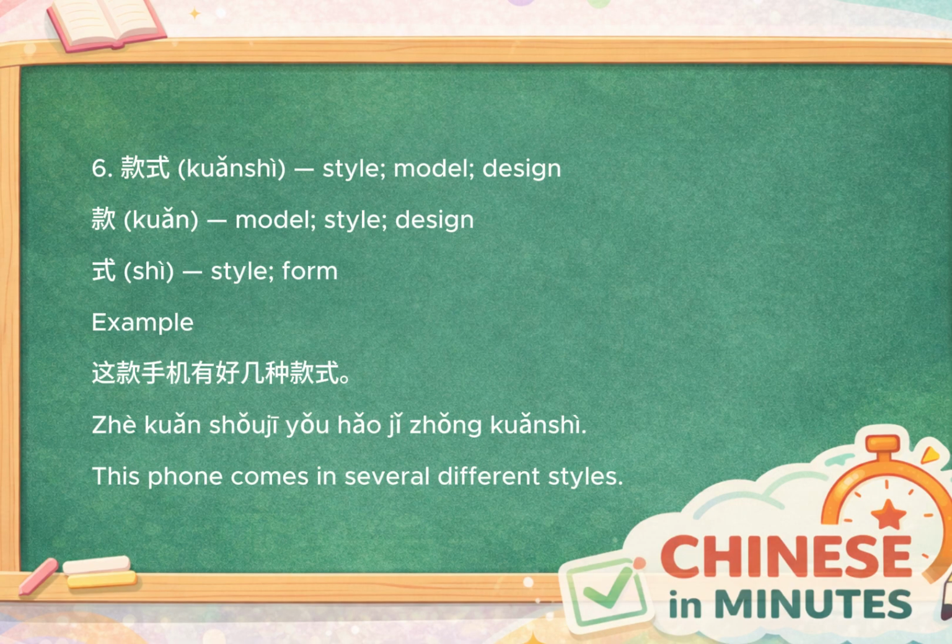The sixth word is 款式. Another very common word meaning style, model, or design, especially for products. Although it is similar to 样式, 款式 is used much more often when talking about clothing, shoes, bags, phones, furniture, and other items for sale. If a store offers the same product in several designs, you can say 这款手机有好几种款式, meaning this phone comes in several different styles.